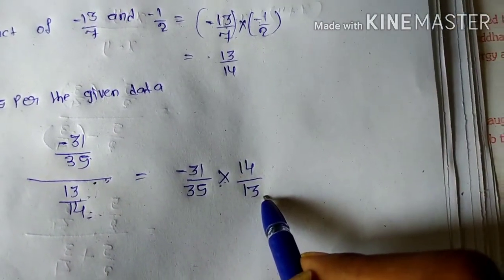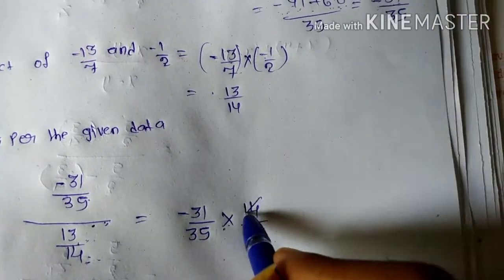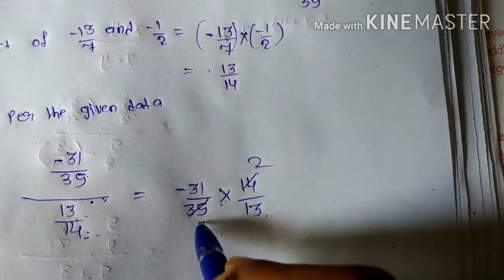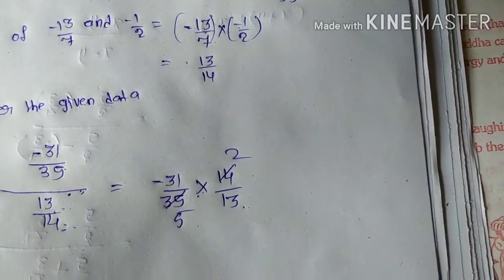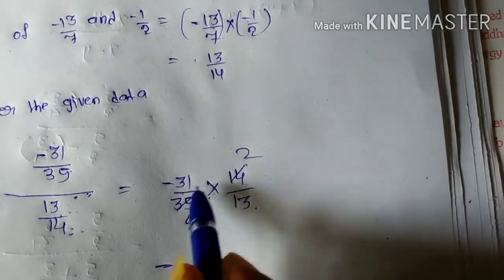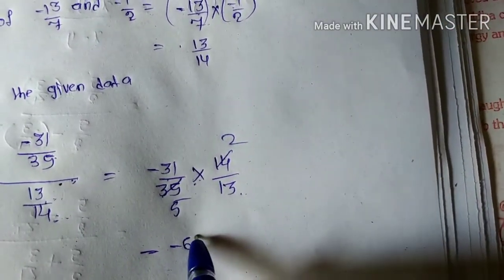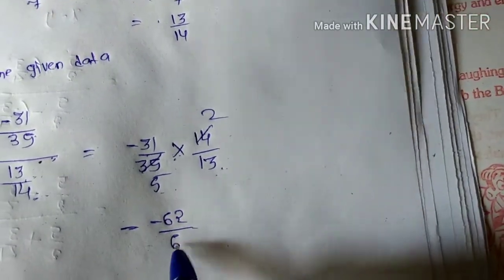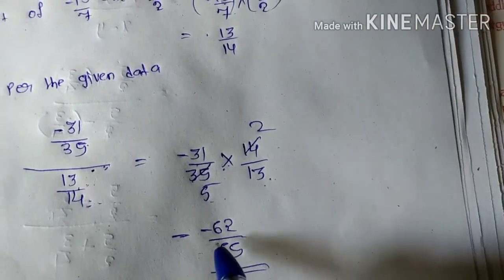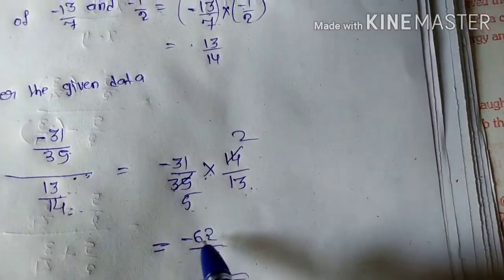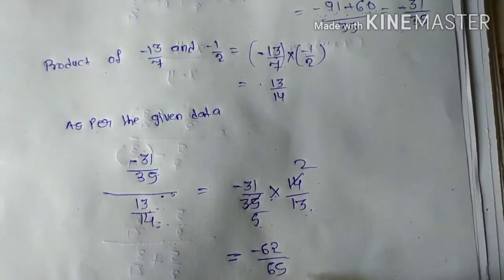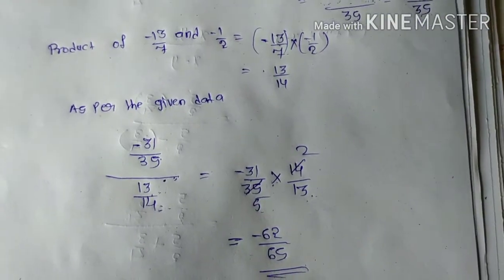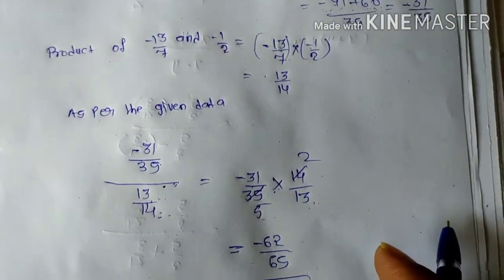If there is any possibility, you can simplify it. You can see here 7 times 2 is how much? 14 here. 7 times 5 is how much? 35. Now you can see here minus 31 times 2 is how much? Minus 62. And here 5 times 13 is how much? 65. That means your answer is how much? Minus 62 by 65 is your answer. I hope you understood.